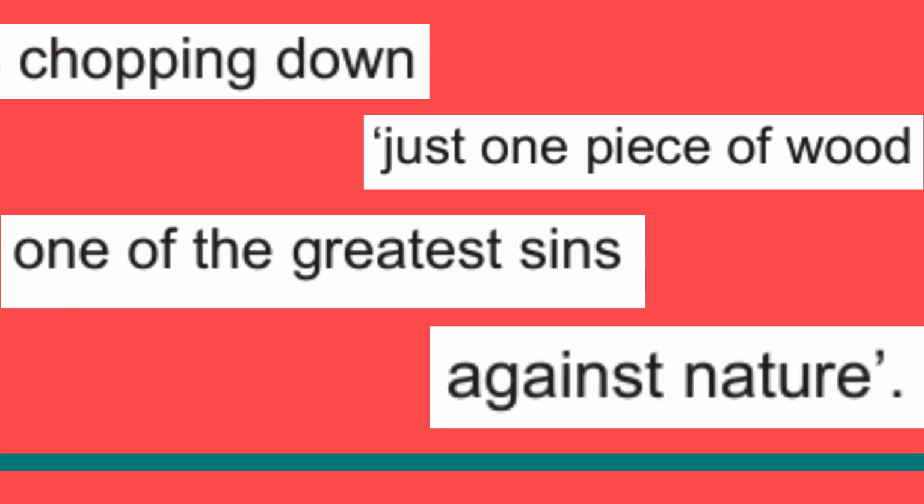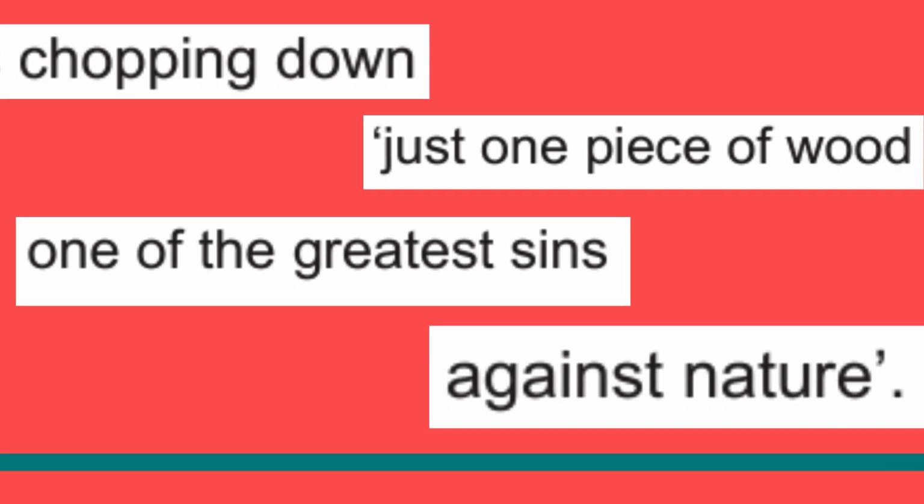For greatest sin, you can write an alternative like worst crimes, because if something is used in a superlative degree, you have to have a superlative degree there too. So you can say worst crimes. And the last one is against nature. It means you can write something related to the environment here.